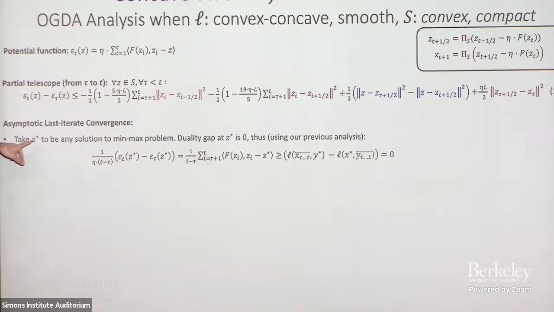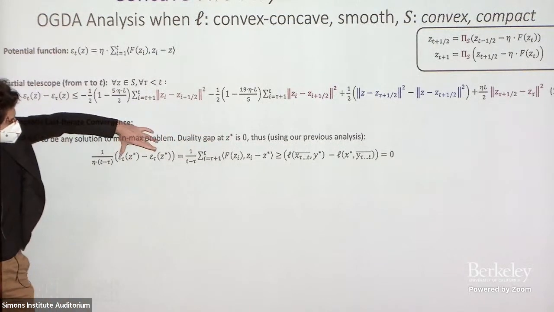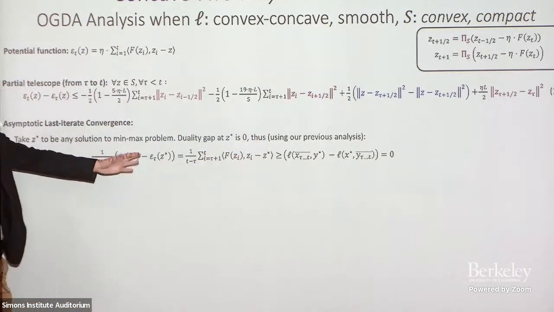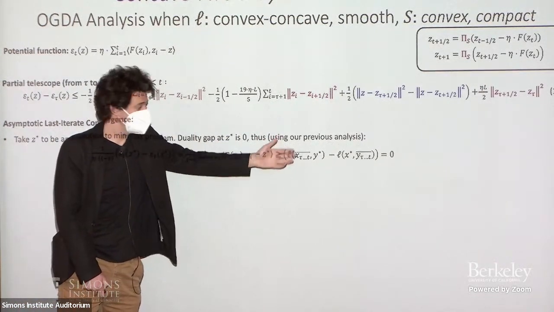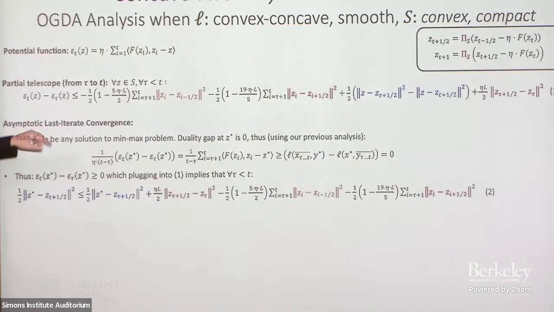Second important thing is that I'm taking Z star to be a minimax solution. By the previous analysis, if I plug into this difference of my potential Z star, of course, this is an equality. All the terms that are here and not here. This is the sum from t tau plus 1 to t, the inner product. So that's just the equality. And now by the previous analysis, because Z star is an equilibrium, this is lower bounded by 0. So the duality gap is 0 at the Z star point. So I get this inequality which, long story short, because this is bigger than 0, I can plug it in here to get that this whole quantity there is non-negative.